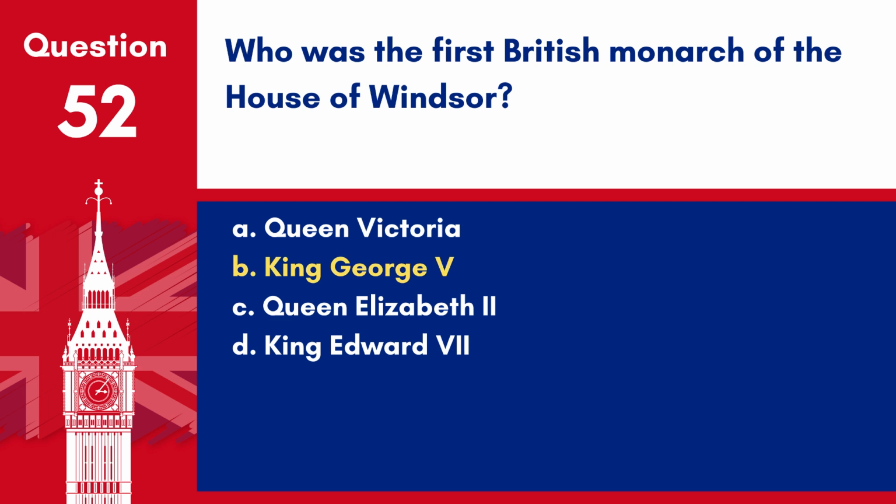Answer: B. King George V. In 1917, during World War I, King George V changed the royal family's name from the House of Saxe-Coburg and Gotha to the House of Windsor to counter anti-German sentiment.